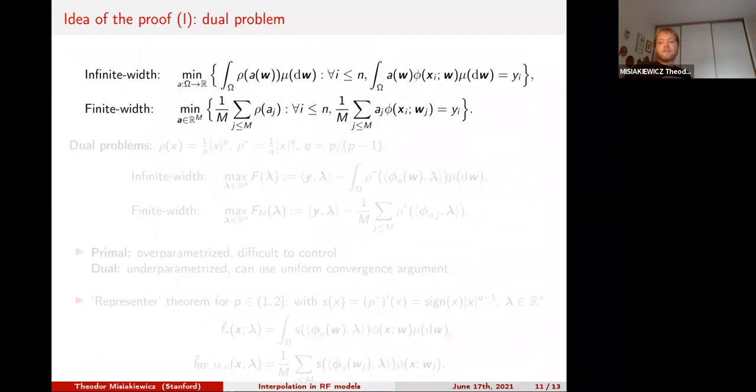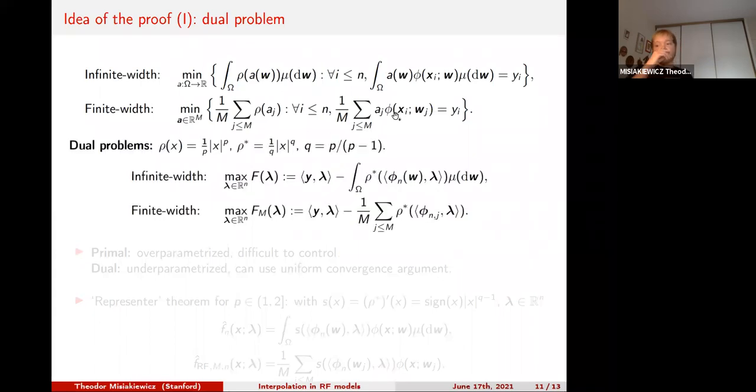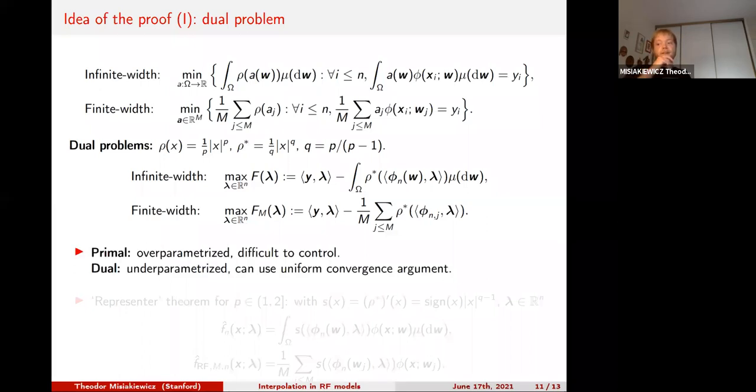I don't have much time, but let me just give you some intuition about the proof. We want to compare two problems: these two infinite width and finite width minimum interpolation problems. We can consider the dual problems. I'll skip over the details, but basically now these two problems are defined on the same parameter space, lambda in R^n. And we are making a very simple observation. The primal problem is an overparameterized, high dimensional problem, which is difficult to control, and this is usually why it's difficult to study overparameterized problems. On the other hand, this dual problem is low dimensional, underparameterized, and we can use classical techniques like uniform convergence arguments.